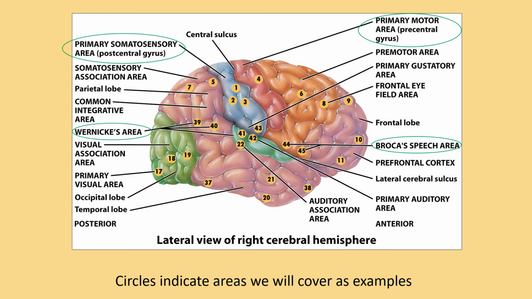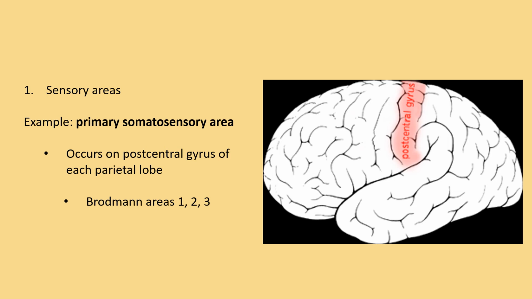So, circled in green are the areas that we will cover as examples. Some of them are sensory, others are motor, and others are association areas. So the example sensory area we will cover is called the primary somatosensory area. And it occurs along a strip on the cerebrum called the post-central gyrus.